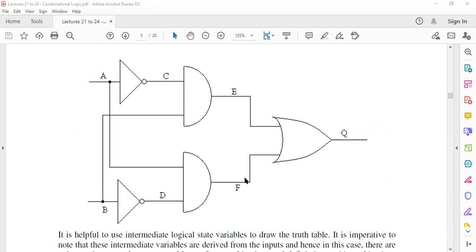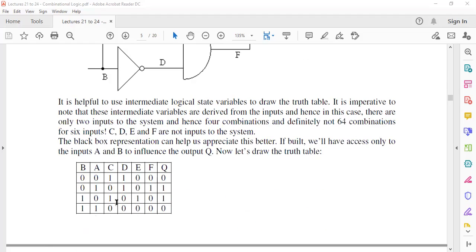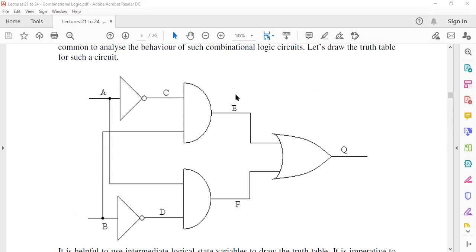Next we find F. F is again the logical AND of A with D. So A and D you multiply. 0 times 1, you get 0. 1 times 1 you get 1, 0 times 0 you get 0, and 1 times 0 you get 0. So once you find your E and F, finally you can find your Q, which is the logical operation between E and F.